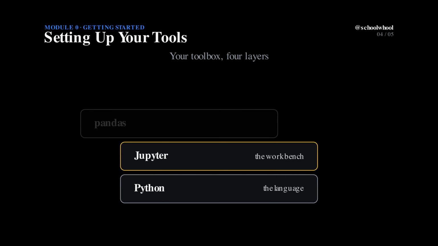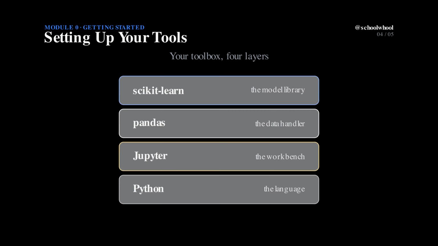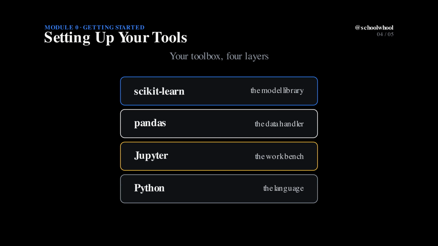Python is the language we write in. Jupyter is the workbench where we run code and see results instantly. Pandas handles our data. And scikit-learn provides the machine learning models. Each layer builds on the one below it.